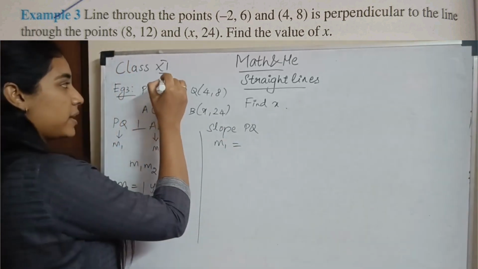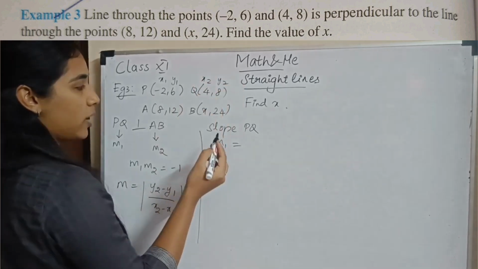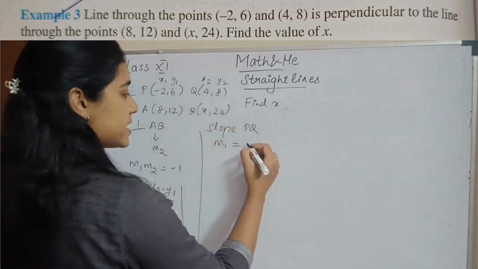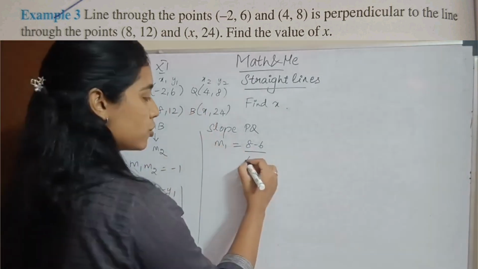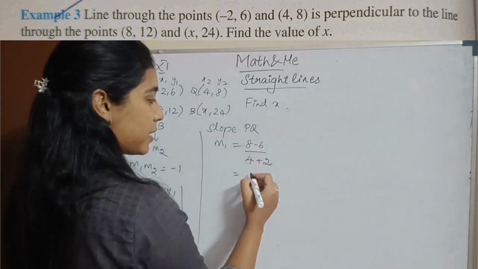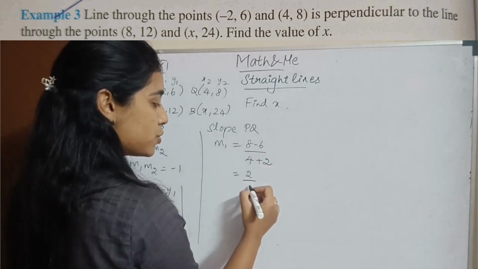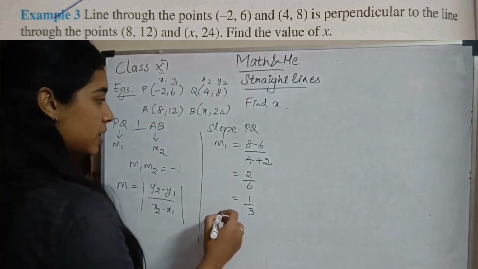m1 is nothing but, let me write down x1, y1, x2, y2. You have y2 minus y1, 8 minus 6, divided by 4 minus of minus 2. So what do you have? 4 plus 2. 8 minus 6 is 2. 4 plus 2 is 6. So you have 1 by 3.